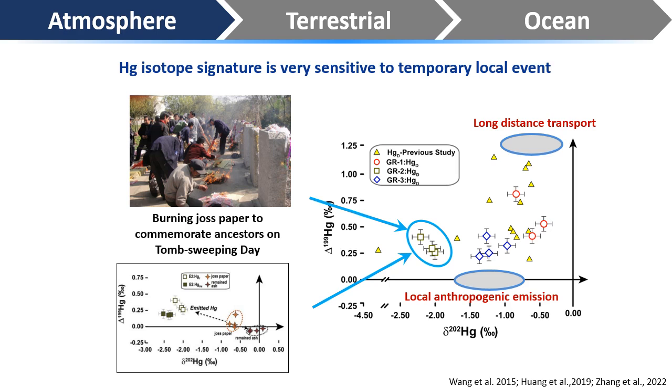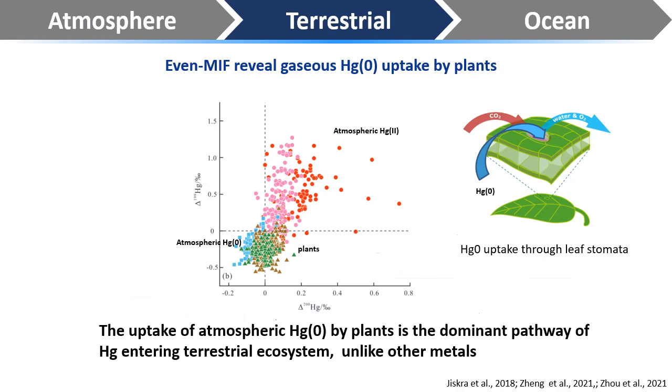Maybe you don't know, on tomb sweeping day, Chinese people burn a lot of joss paper for commemorating the ancestors. And we also performed a sample burning experiment in the lab, showing exactly what we found or determined in these 3 samples. Okay, the mass independent fractionation of even isotopes, even MIF, is also successfully used to determine the entry mechanism of elemental mercury into a terrestrial ecosystem, for example, the plants.